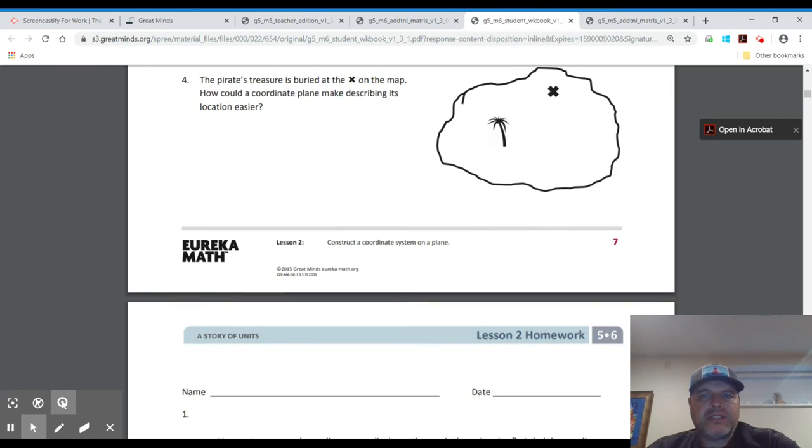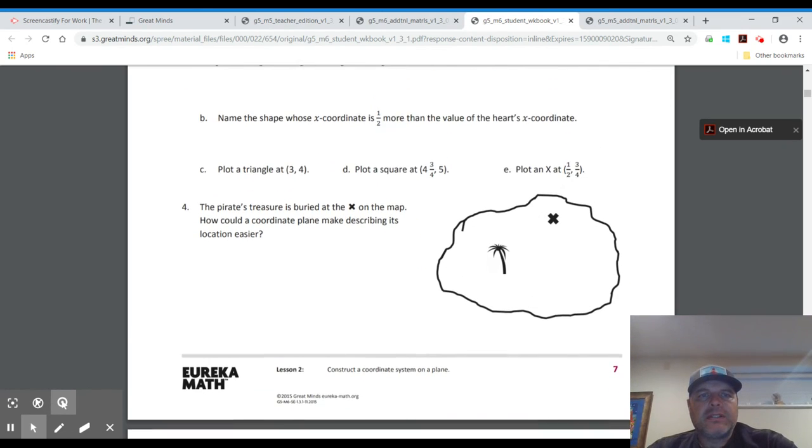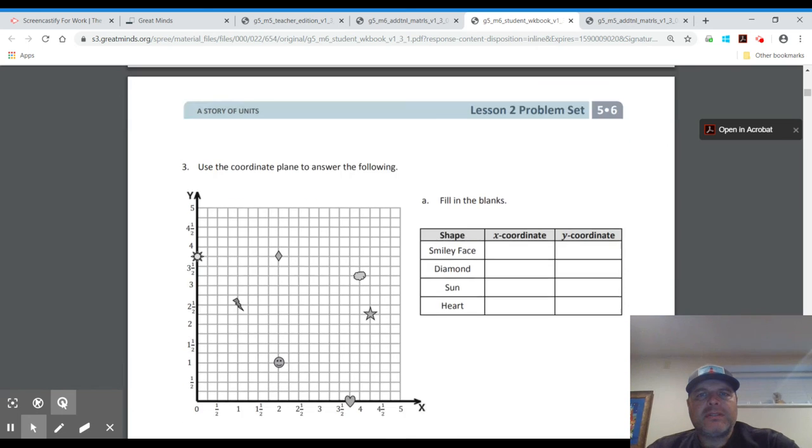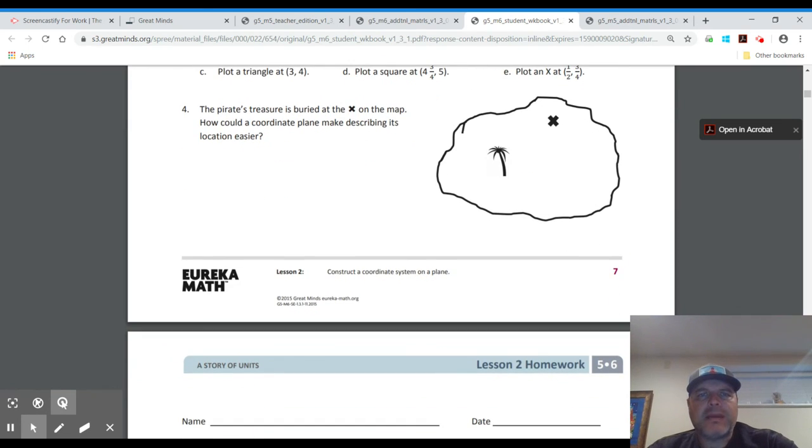All right, the pirate's treasure. So the pirate's treasure is buried at the X on the map. Okay. All right. So the X on the map. Okay. How could a coordinate plane make describing its location easier?